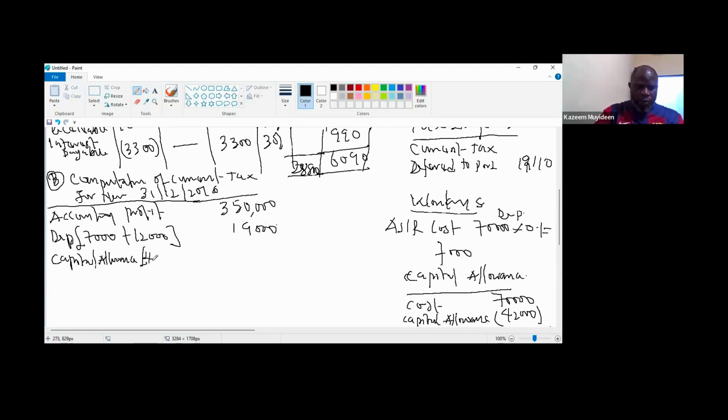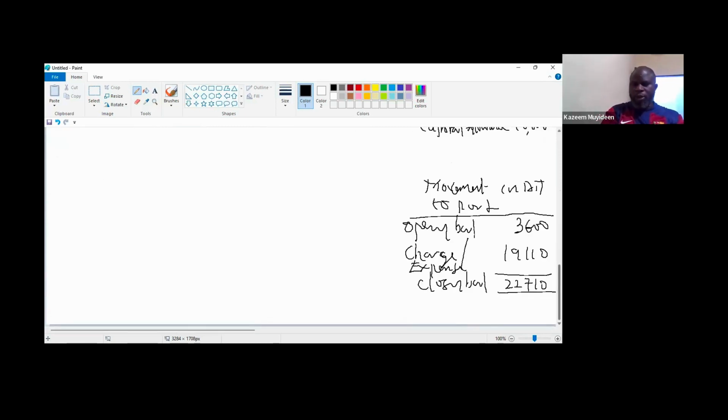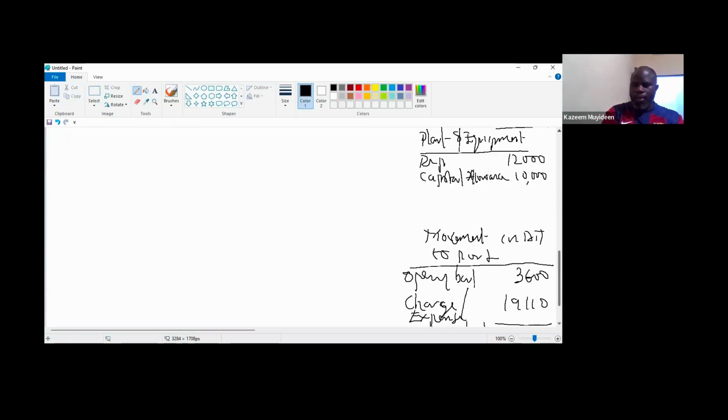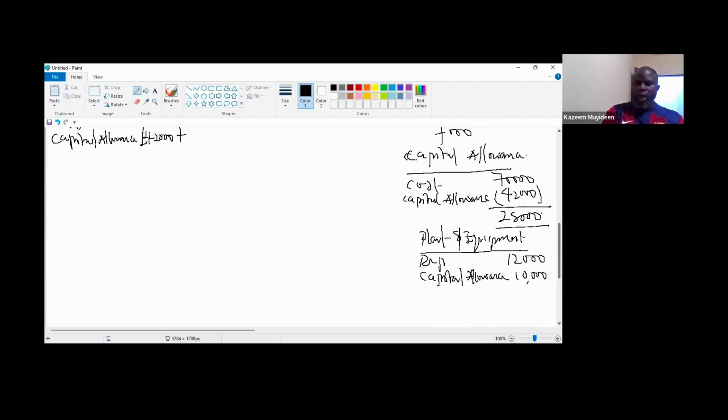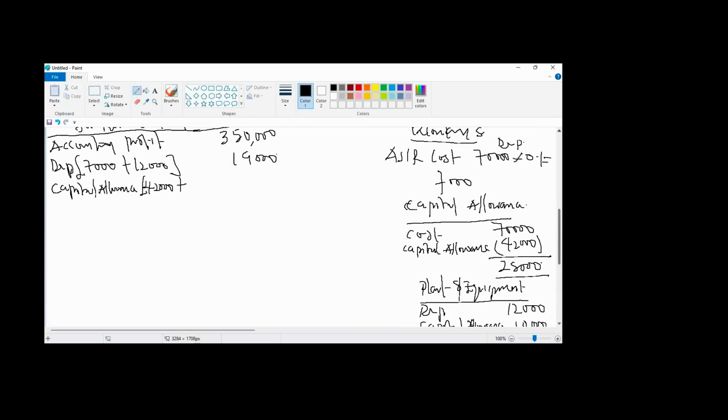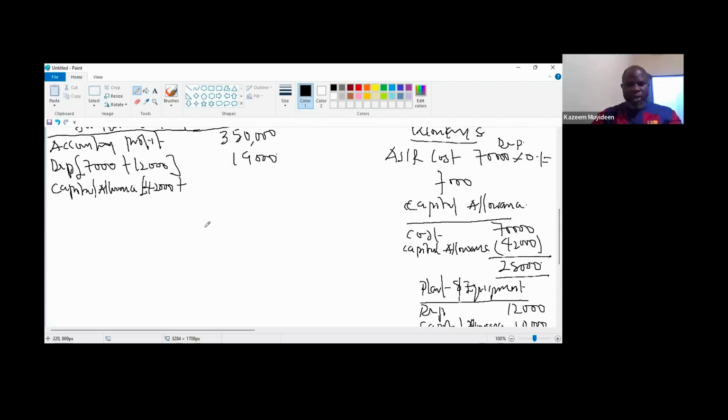We have 42,000 in one plus. How much is the second one, on the plant and equipment? 10,000. So we have 10,000. This will give me 52,000. Allowable expenses, I will remove.